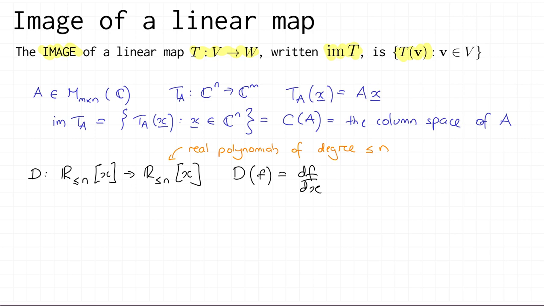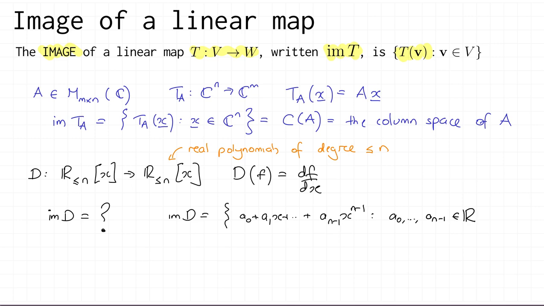So what would the image be? Well, I'll tell you the answer, but I won't prove it for you. You should think about how to prove this yourself. The answer is you can get any polynomial of degree at most n minus 1. So in fact, the image of D is a0 plus a1x plus up to a n minus 1 x to the n minus 1 for a0 up to an minus 1 any real number.